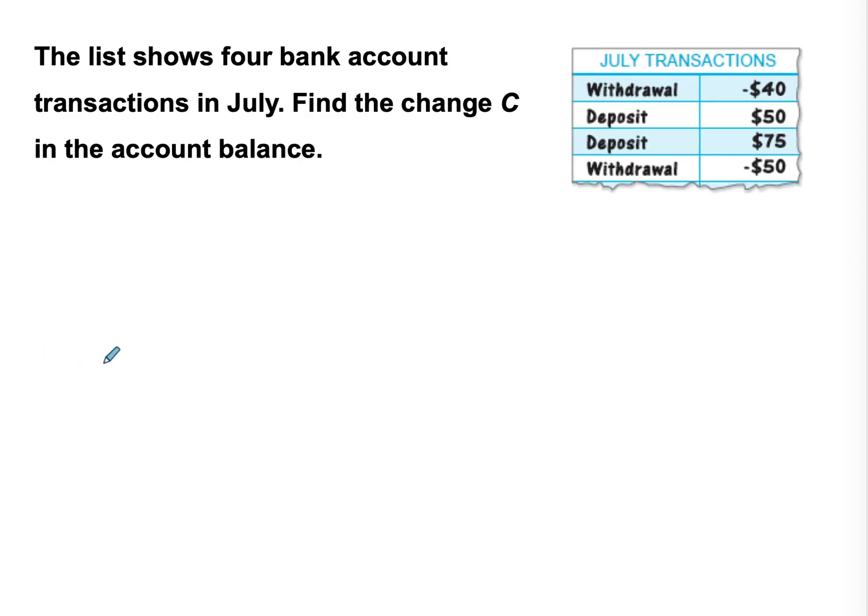All right, let's take a look at our next problem here, which is a story problem. It says the list shows 4 bank account transactions in July. Find the change in the account balance. All right, so we're looking at the total amount of money that you have in the bank account, how it's changed since the beginning of July. So I'm going to start by just writing out my problem, and then we'll talk through some different strategies for solving it. So I have a negative 40 plus 50 plus 75 plus a negative 50.